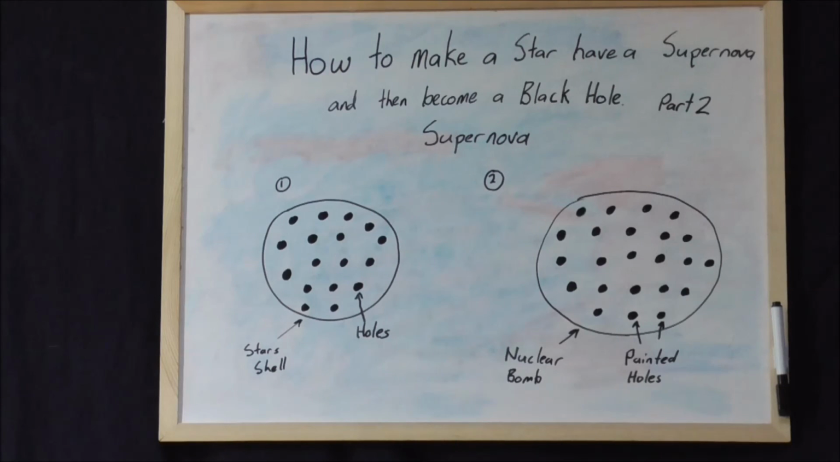So the thing about the nuclear bomb is it looks exactly like the star's shell, and the holes are painted on. And it's only there for half a second before detonation.